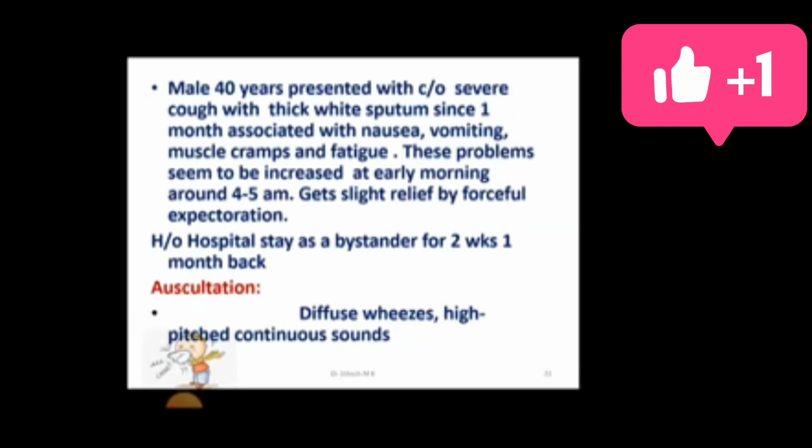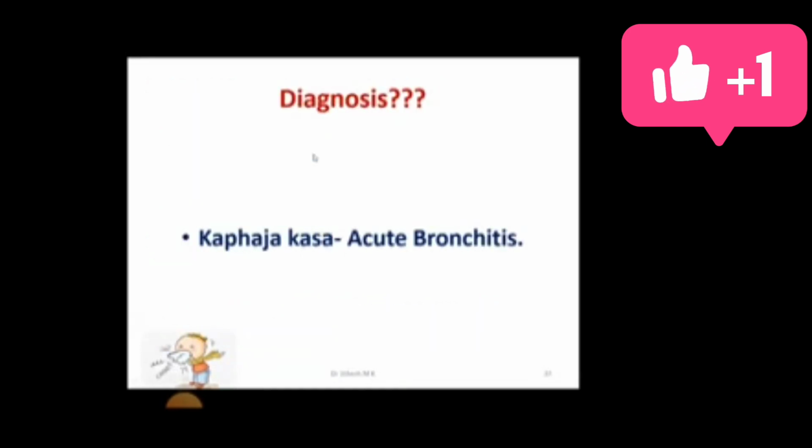Here also on auscultation, you can get diffuse wheeze with high-pitched continuous sounds. What could be the diagnosis? Yeah, it is Kaphaja Kasa only. But there are two types of Kaphaja Kasa. Kaphaja Kasa occurring in a Durbala, yes, exactly. So that's good. It is Kaphaja Kasa probably with Durbala condition.